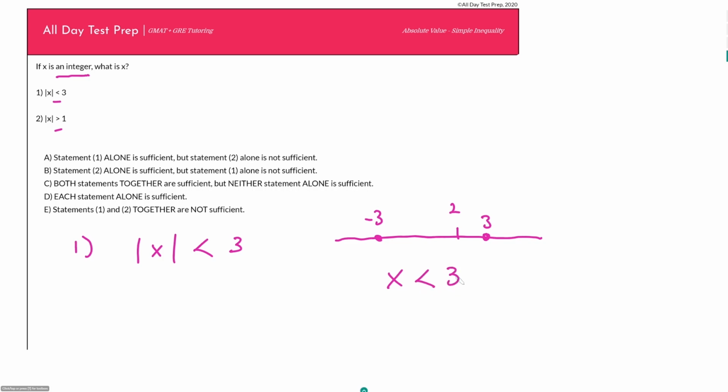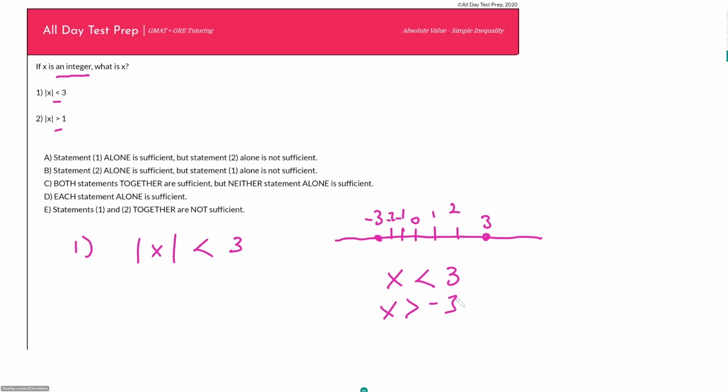Let's keep going. Can x be 1? Yes. Can x be 0? Absolutely. Can x be -1? Yes. Can x be -2? Yes. Can x be -3? And here we finally have a no, because the absolute value of -3 is equal to 3, which is not less than 3. So for our second range, we can say x must be greater than -3.